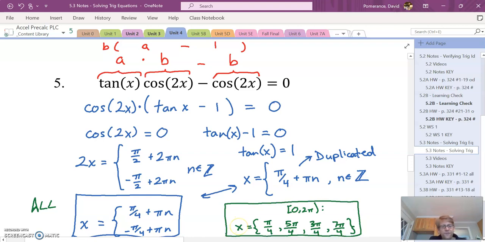And don't forget, you can graph these. If you graph this original equation, y equals the left side of the equation, that's equal to 0, which means we're looking for x-intercepts. And you should see between 0 and 2 pi, you should see these 4 answers between 0 and 2 pi.